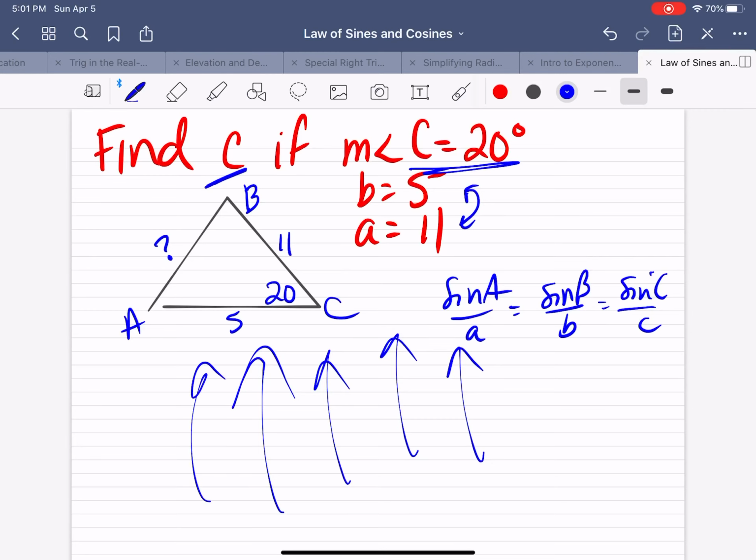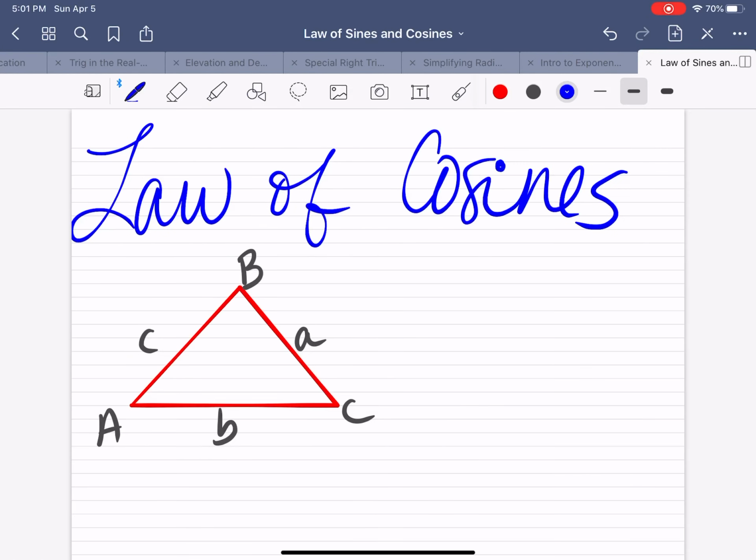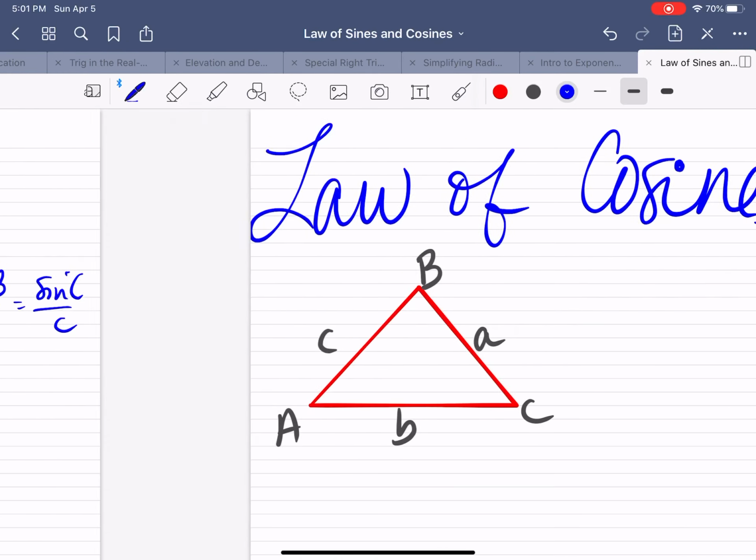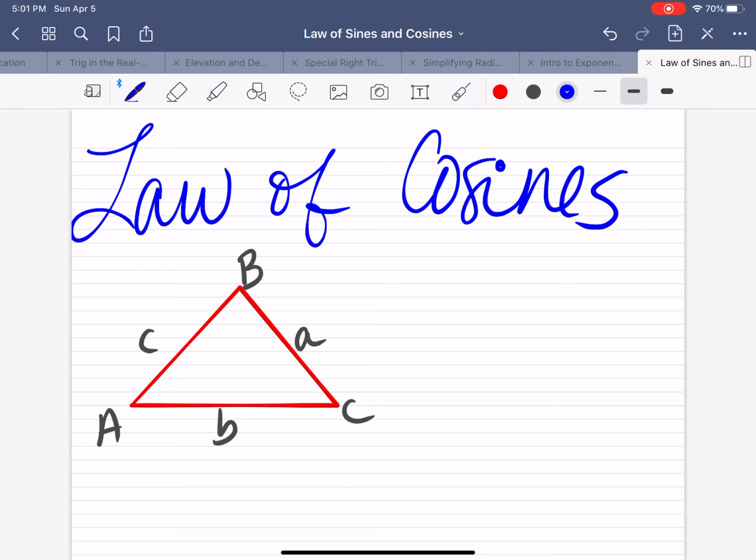So that's where the new lesson comes in. The second part of the lesson is the law of cosines. Whenever you are not given enough information to use the law of sines, we're going to use the law of cosines. So here are the formulas for the law of cosines.